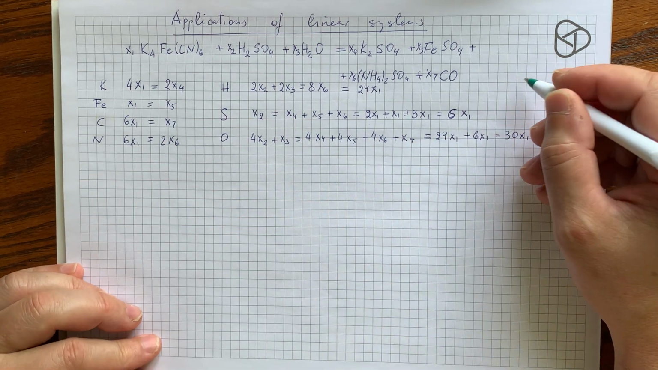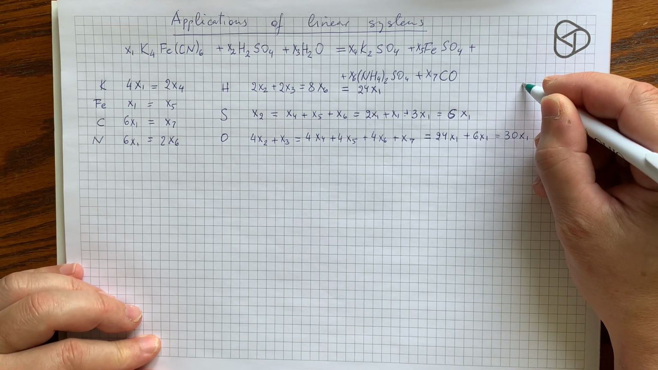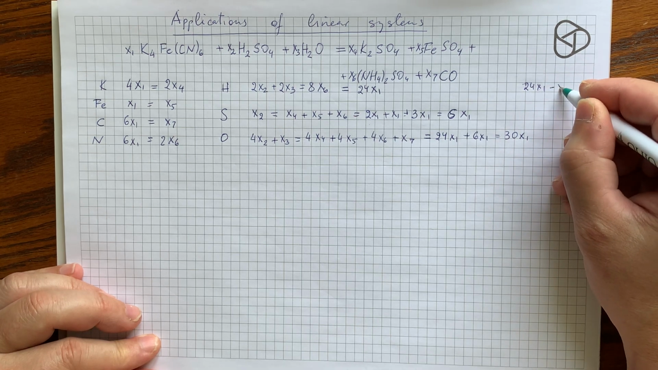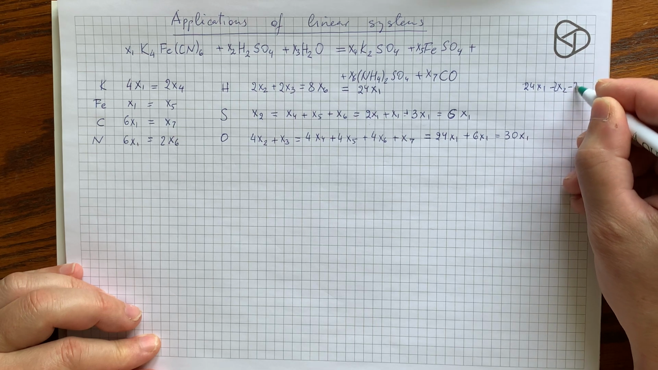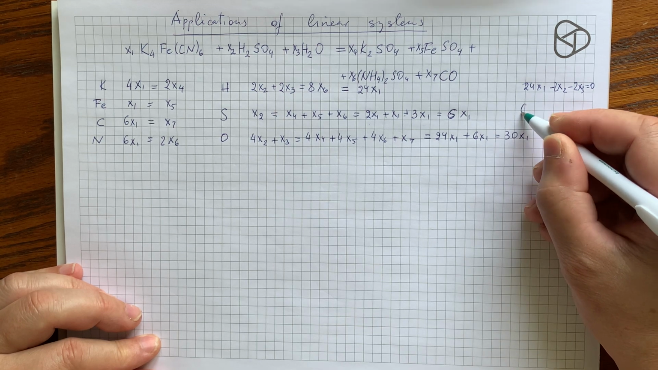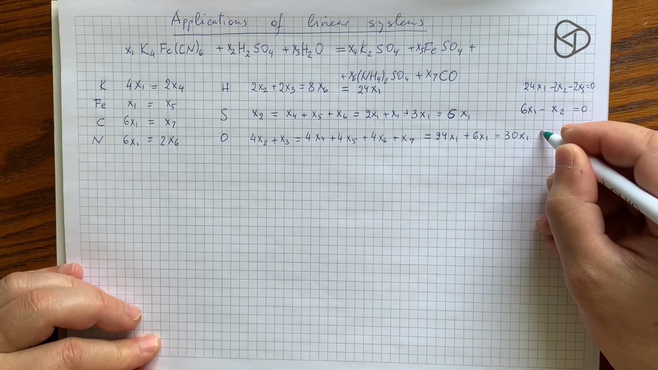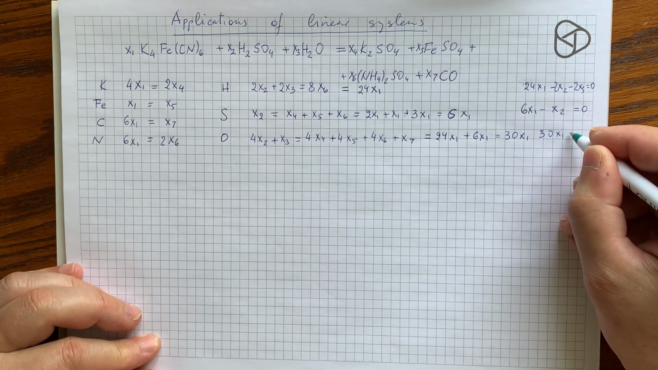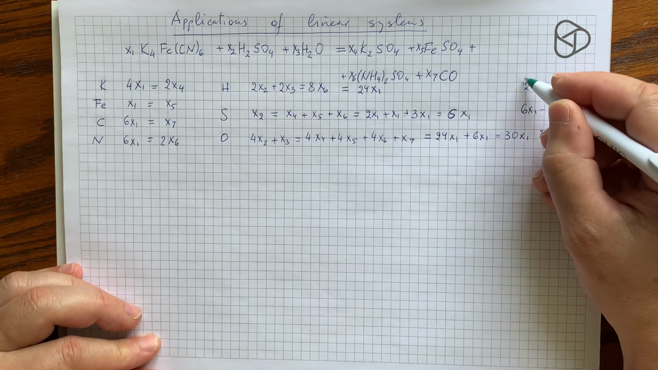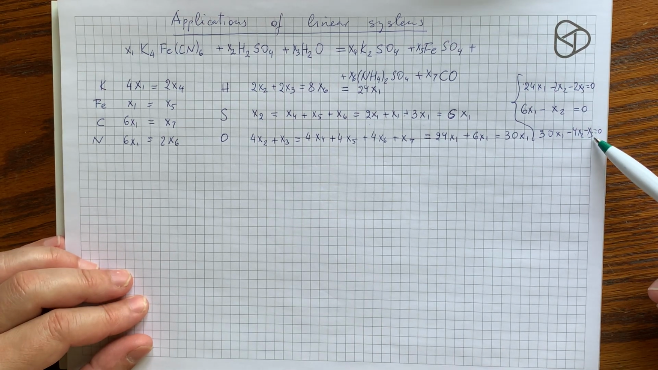Just writing these equations, maybe I can squeeze it in here. What I have is 24x1 minus 2 copies of x2 minus 2 copies of x3 being 0. And for this equation, I have 6 copies of x1 minus x2 being 0. And for this equation, I have 30x1 minus 4x2 minus x3 being 0. So that is the system in the more canonical form, and that is a homogeneous system.